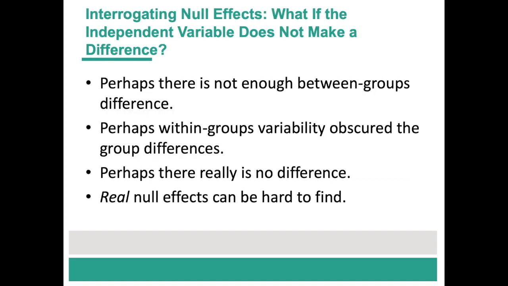All right, so now what happens if we do an experiment and there are no differences? So we put them in different groups and there's no difference between any of them. When that happens, there's a number of reasons why that could have happened. First, there might not be enough between-groups difference. Maybe the difference is really small, so maybe we need a bigger sample in order to find that difference. Another reason, maybe within-groups variability obscured the group differences. So maybe there's just so much movement within the groups that it's really hard to tell the difference between them.